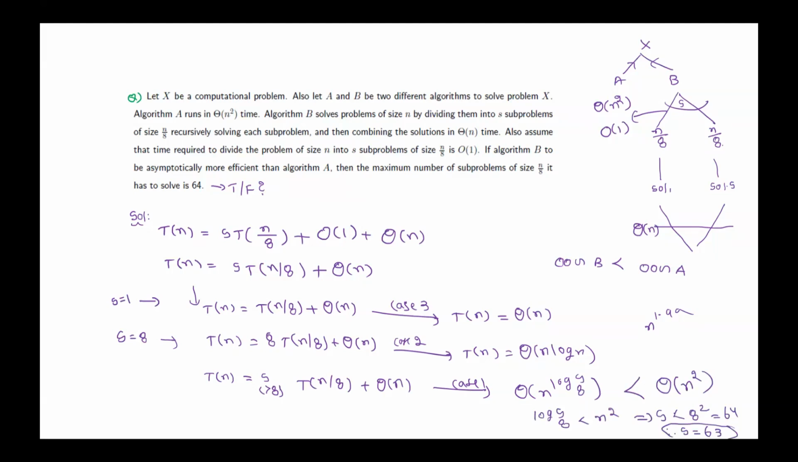If it is 64, both have the same order of growth. So that means algorithm A is not better asymptotically. If S equals 64, both will have the same order of growth.